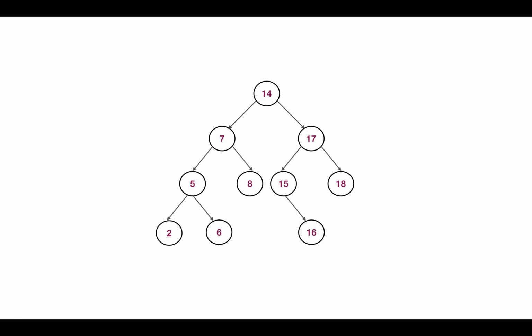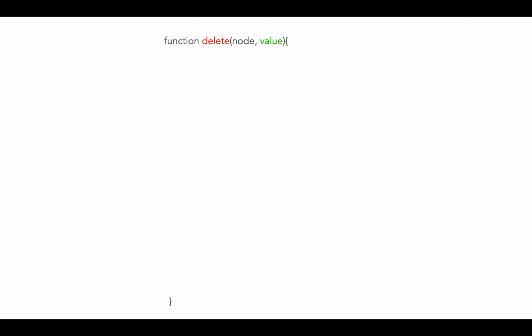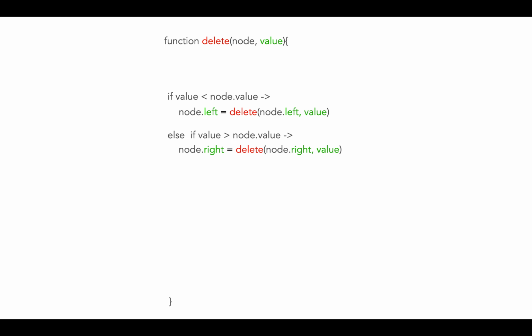Now let's have a look at the pseudocode. If the value to be deleted is smaller than the current node's value, then recursively go towards left. If the value is greater than the current node's value, go towards right. If we are right at the node we want to delete, then there are three possibilities. First, if it is a leaf node. Second, if it has a single child. And third, if it has both children. So if the left is null, then return right. If right is null, then return left.